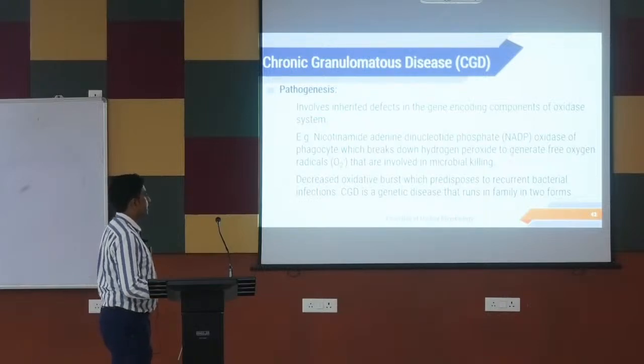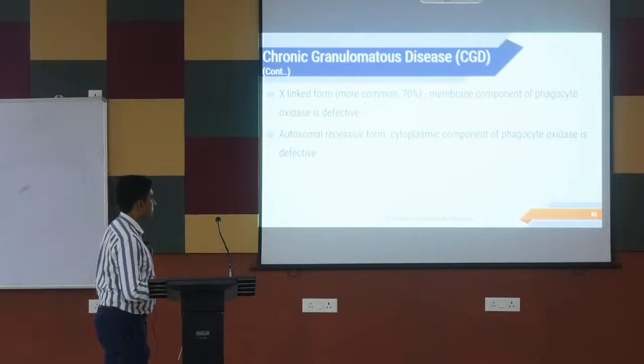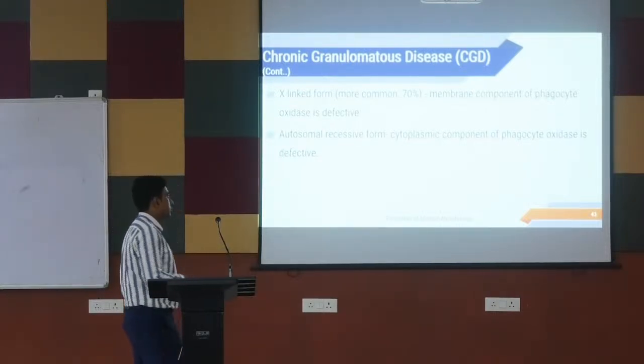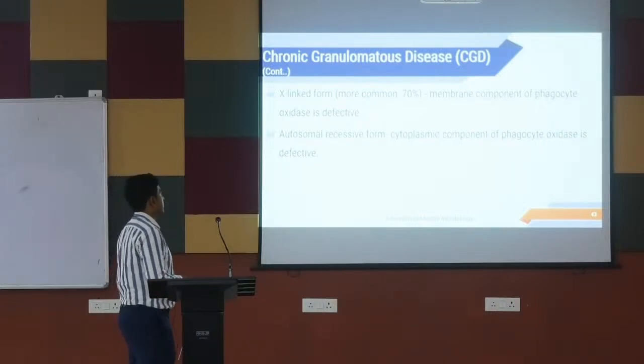This is a genetic disease that runs in the family in two forms. X-linked form, সেটা হচ্ছে more বেশি common, membrane component of the phagocyte oxidase is defective, আর autosomal recessive form, যেটাতে cytoplasmic component of the phagocyte oxidase is defective.